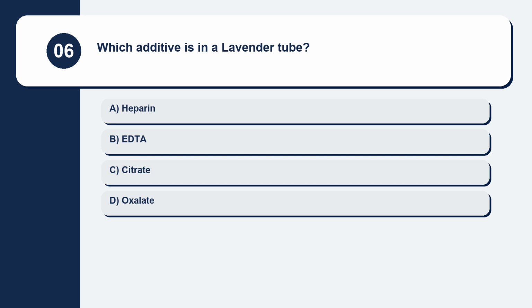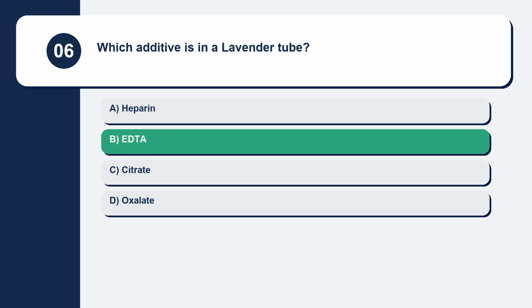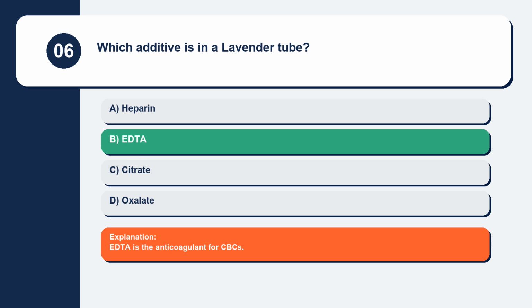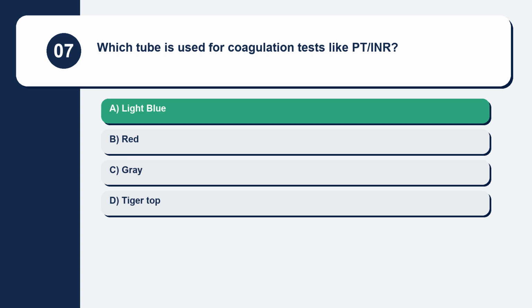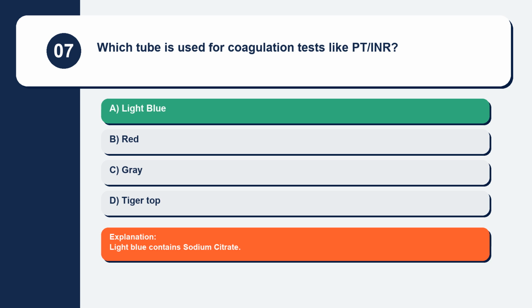Question 6. Which additive is in a lavender tube? Heparin, EDTA, citrate, oxalate. EDTA is the anticoagulant for CBCs. Question 7. Which tube is used for coagulation tests like PT/INR? Light blue, red, gray, tiger top. Light blue contains sodium citrate.